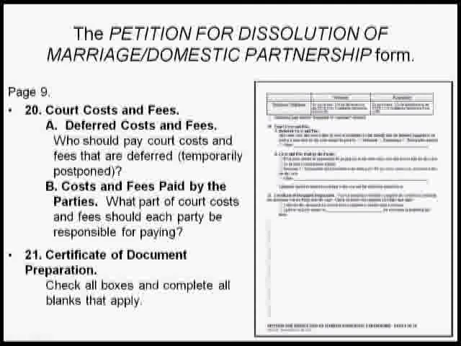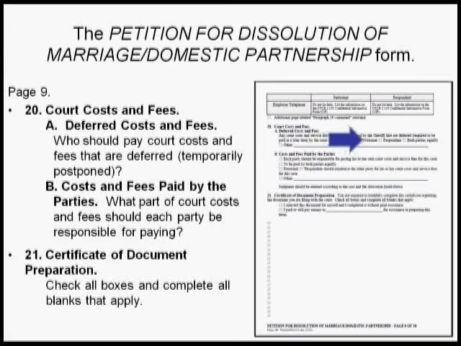Page 9. 20. Court costs and fees. A. Deferred costs and fees. Who should pay court costs and fees that are deferred, temporarily postponed? B. Costs and fees paid by the parties. What part of court costs and fees should each party be responsible for paying?